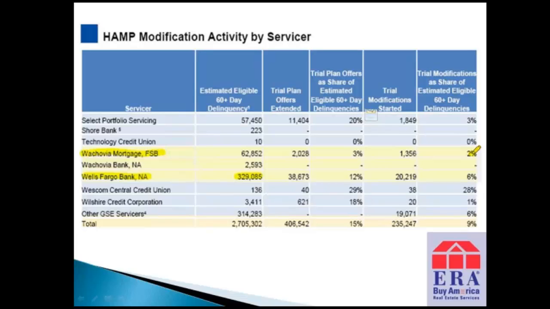Well, and to that as well, World Savings had a hard money division as well, which is Golden West Financial. And those are in there as well. It's Golden West Financial, World Savings, Wells, and Wachovia.